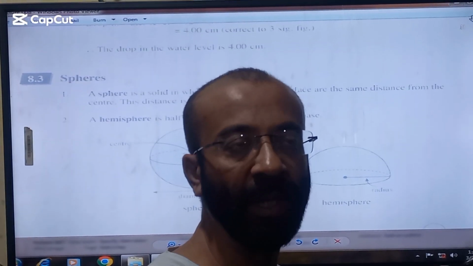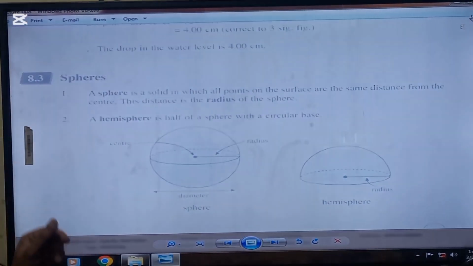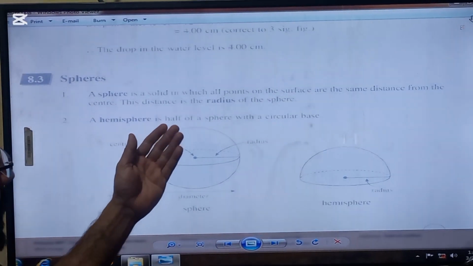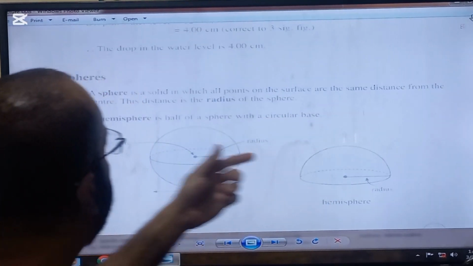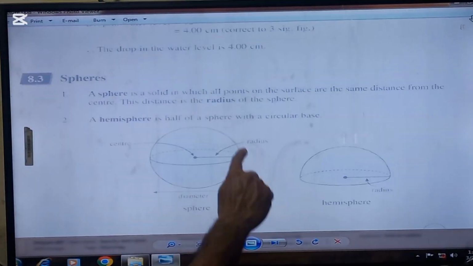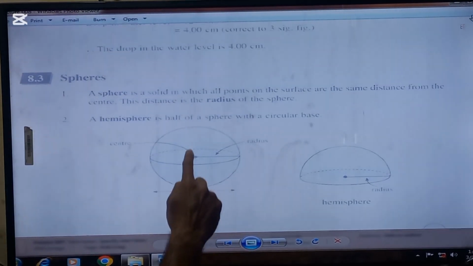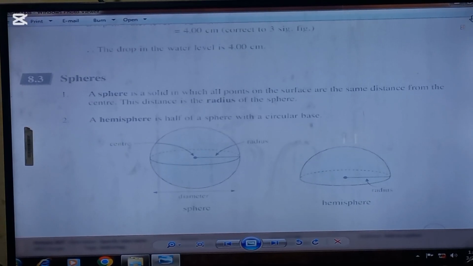Good morning, students. Beta, in mensuration, we are going to start the next topic, that is spheres. So concentrate yourself. A sphere is a solid in which all points on the surface are the same distance from the center. So this is the surface, and from the surface all points are of the same distance from the center. This distance is called the radius of a sphere.